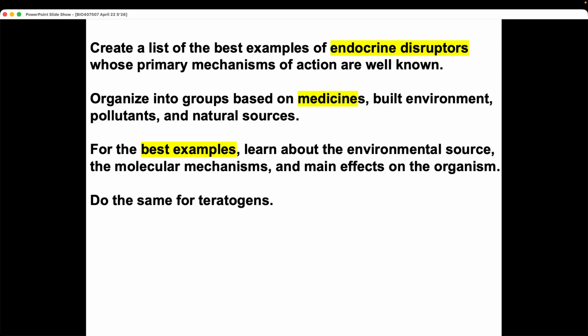And I'll try to do that. I'll try to help make a list. And this, I think, is a good way to organize it. Again, it's a little bit an artificial list, but it's a way of organizing and putting together our understanding of the situation, right? So, lots and lots of artificially synthesized molecules, medicines, built environments, or the pollutants that arise from those. And then would be some natural sources.